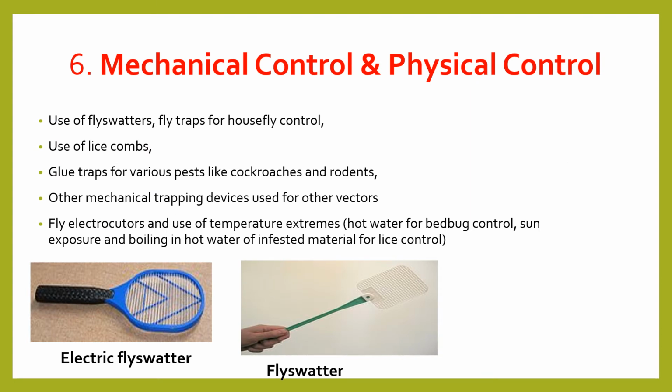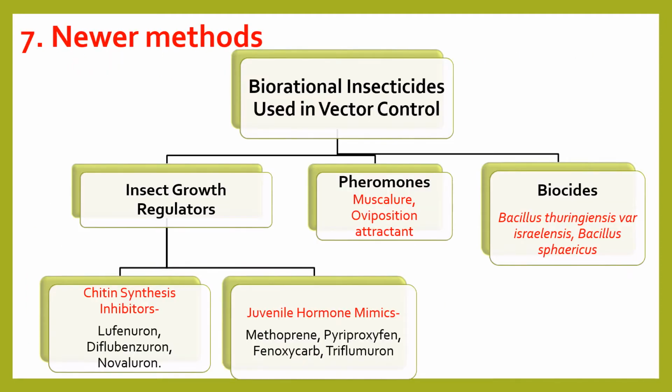Some of the mechanical and physical control methods are there, for example use of fly swatters or fly traps for housefly control, use of lice combs, glue traps, etc. And some of the newer methods which include insect growth regulators, pheromones and biocides.